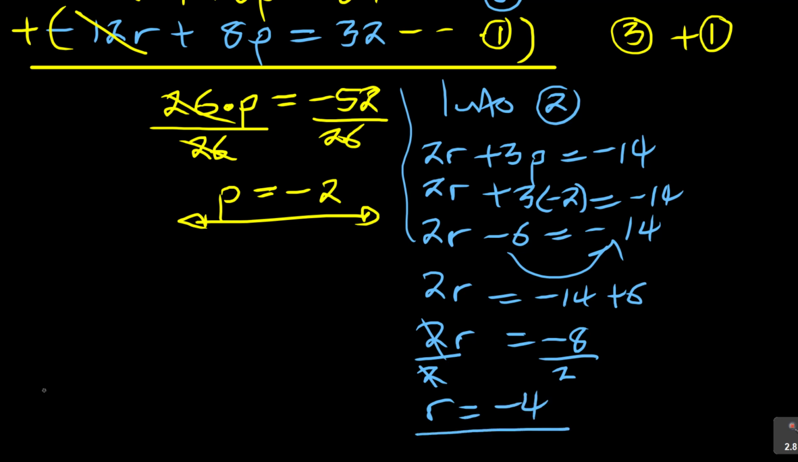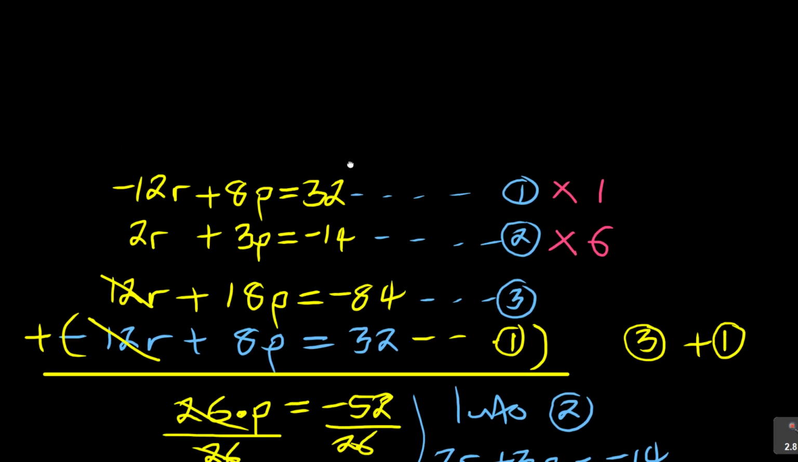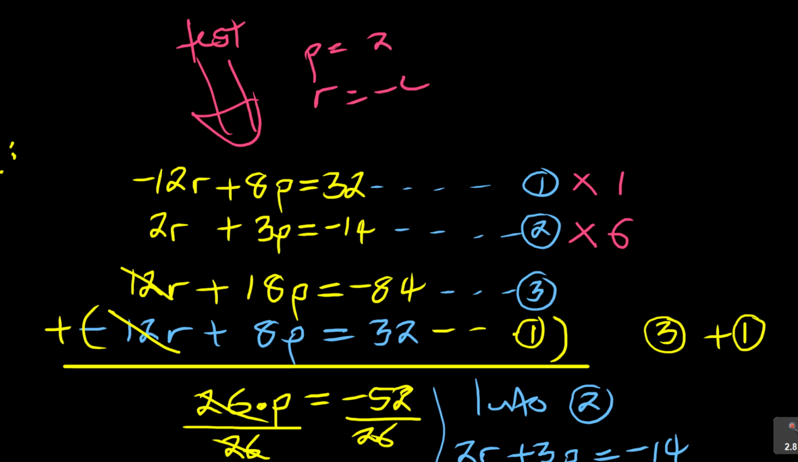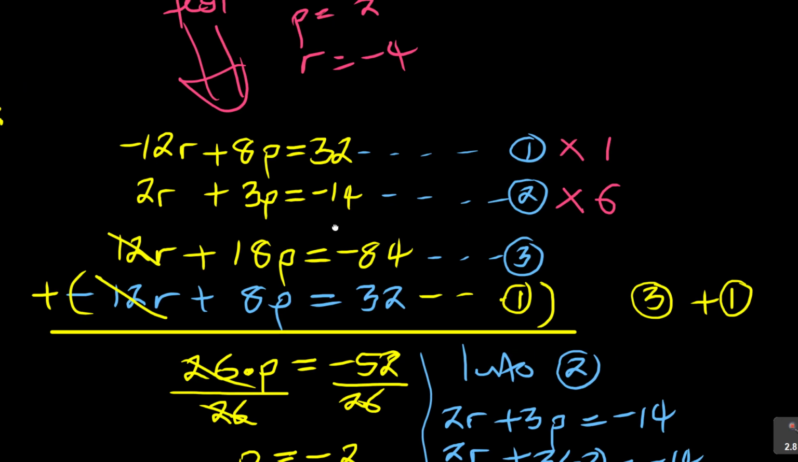So we got two results here. Therefore, we can put them in this to say p is equal to minus 2 and r is equal to minus 4. You can just test this quickly. I'm not going to do it, but I want you to test. It's very important to test. You take the value of p, take the value of r. What was r? r is minus 4. Am I right? And p is negative 2 also.